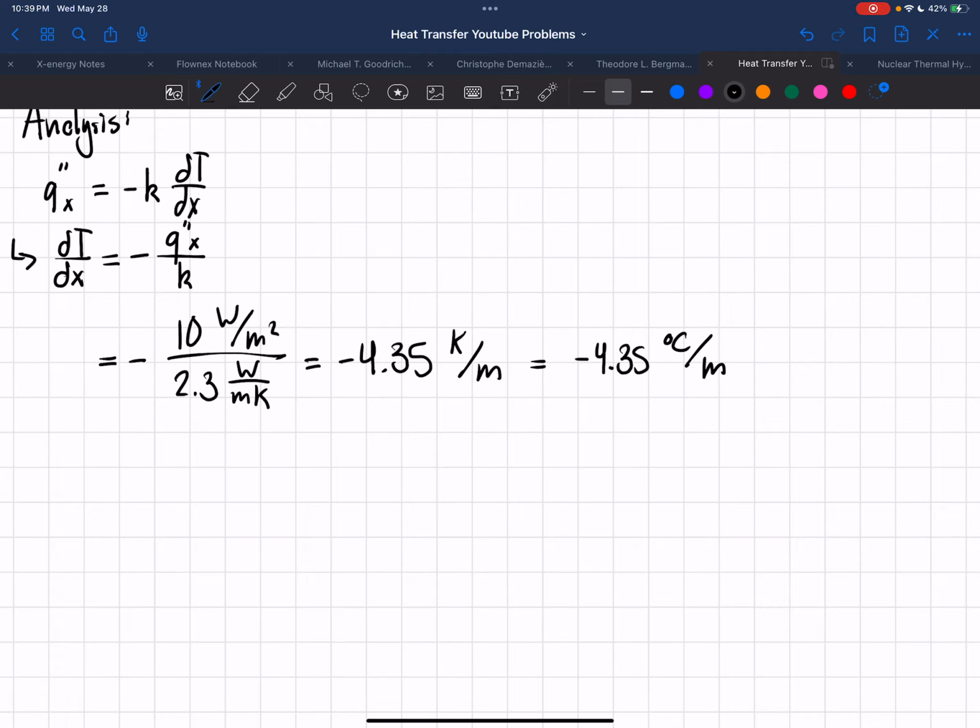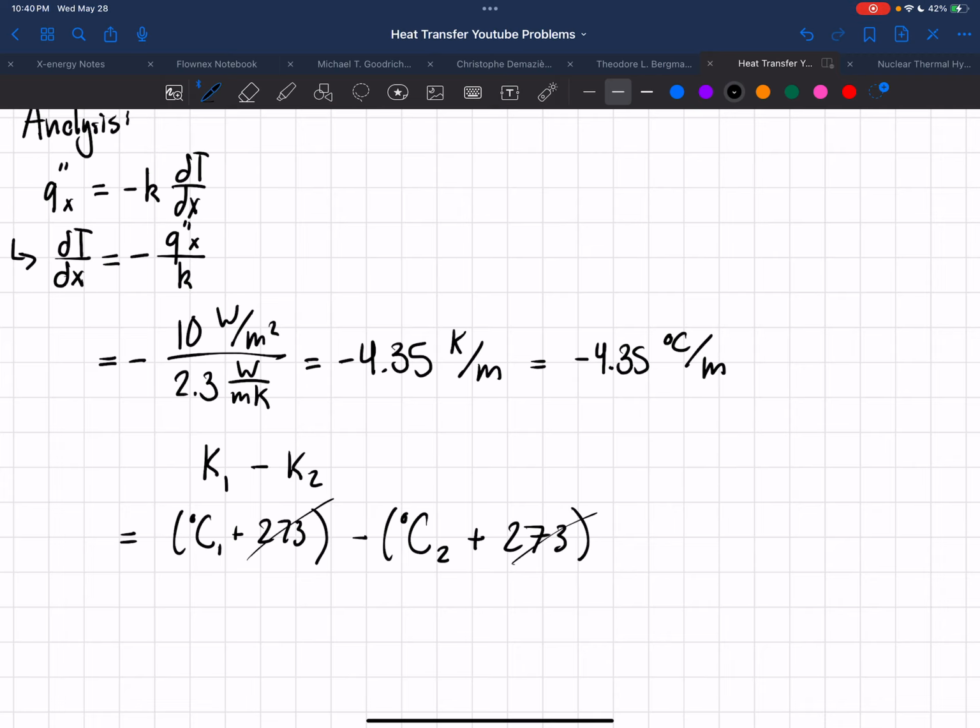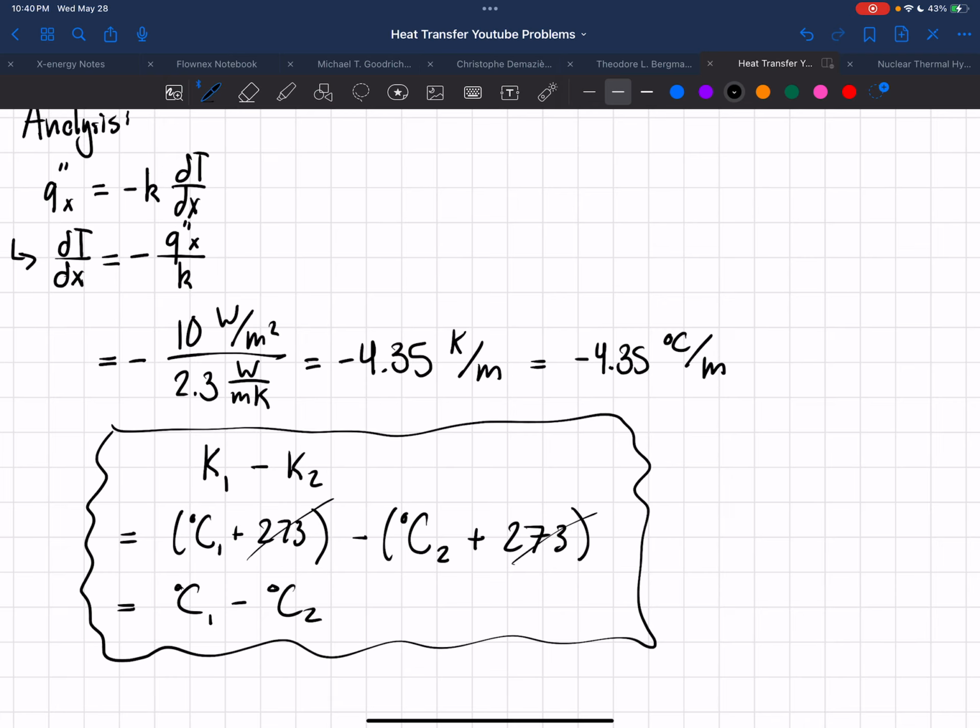So Kelvin is just plus 273, and so if we have Kelvin 1 minus Kelvin 2, that's going to be degree C1 plus 273, roughly, minus degree C2 plus 273. And you'll see that the 273s cancel, so it ends up just being degree C1 minus degree C2. I'll put this in a little squiggly box since it's not really our answer.